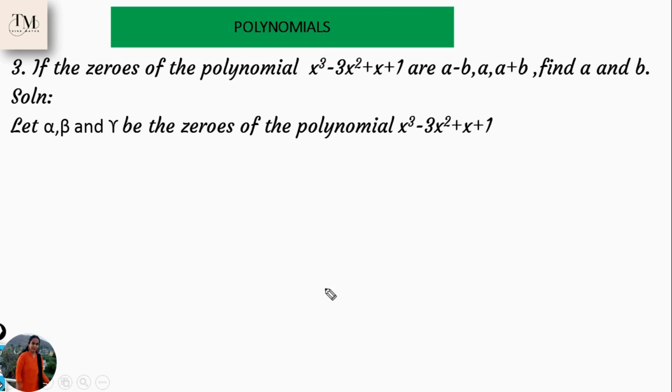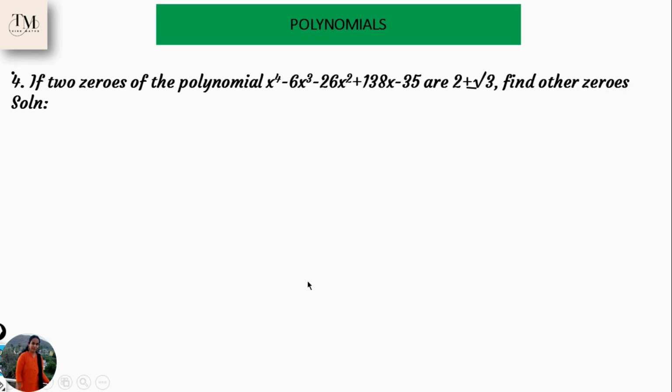So let me go to the next problem. The next problem is, if two zeros of the polynomial x power 4 minus 6x cube minus 26x square plus 138x minus 35 are 2 plus or minus root 3, find the other zeros. So they gave the two zeros, and we have to find the other two zeros.